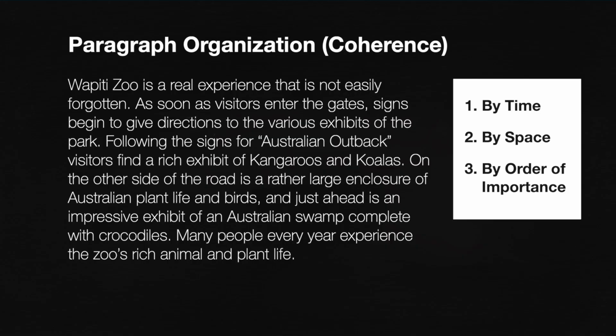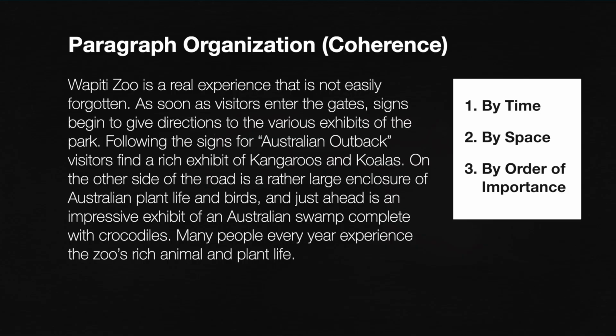Let's read our last paragraph now. Wapita Zoo is a real experience that is not easily forgotten. As soon as visitors enter the gates, signs begin to give directions to the various exhibits of the park. Following the signs of Australian outback, visitors find a rich exhibit of kangaroos and koalas. On the other side of the road is a rather large enclosure of Australian plant life and birds. And just ahead is an impressive exhibit of an Australian swamp, complete with crocodiles. Many people every year experience the zoo's rich animal and plant life.